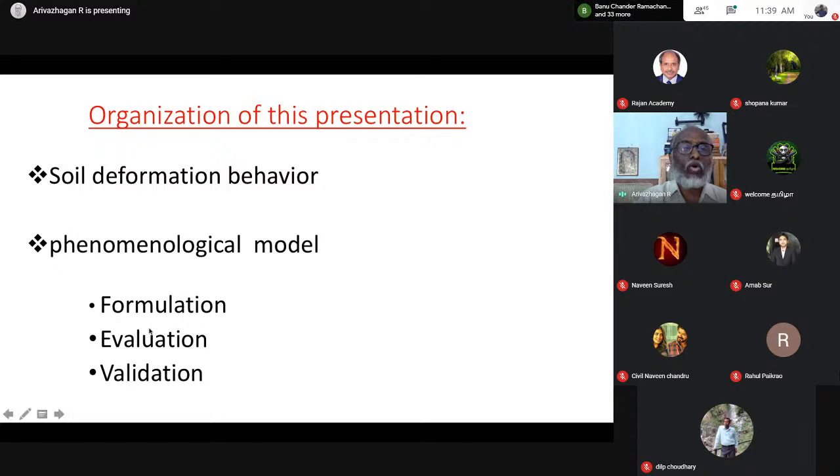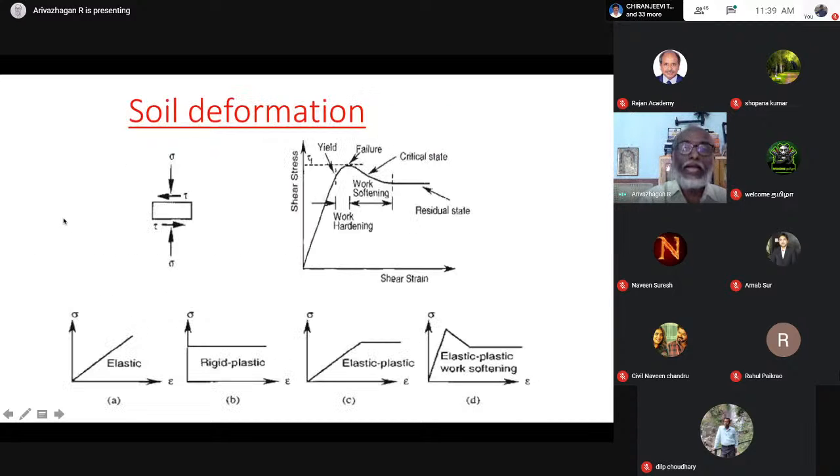First, we are going to see the soil deformation behavior when the material is subject to loading. See here, the soil element subject to normal stress and shear stress. The soil deformation due to normal stress and shear stress is explained by this plot, which is drawn between the shear stress and the shear strain. At small shear stresses, the response of the element is linear until the yield point is reached. Beyond this yield point, plastic straining begins to occur. It is called work hardening.